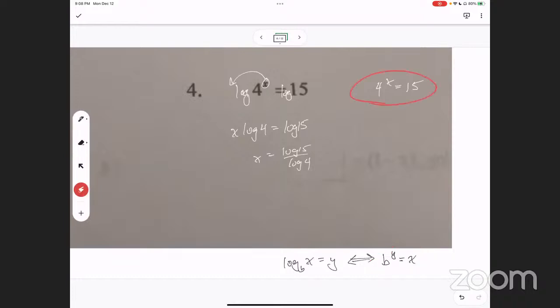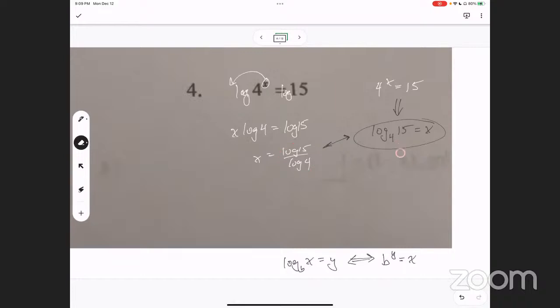So see how this is the exponential form? To put that in logarithmic form, I could just do the conversion straight from exponential form. Log base 4 of 15 equals x. And that's the same thing as this. This is just using a change of base so you can punch it into your calculator easily.